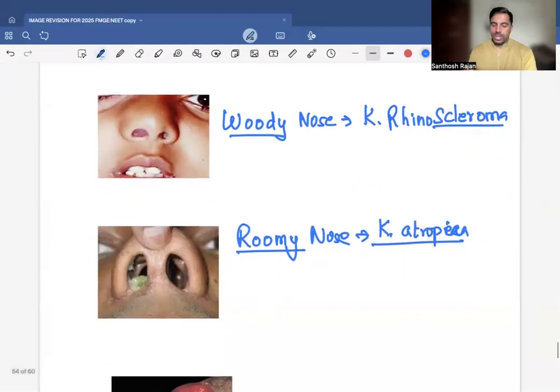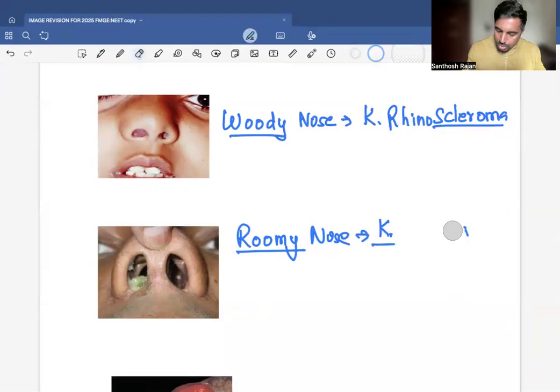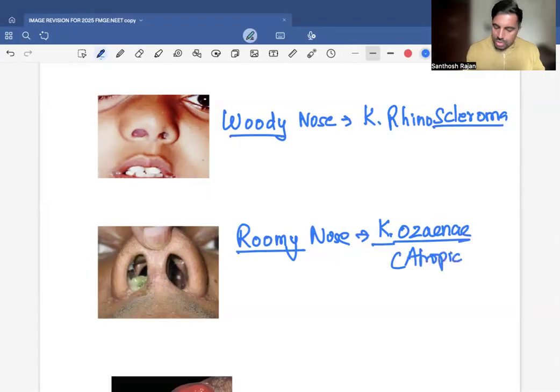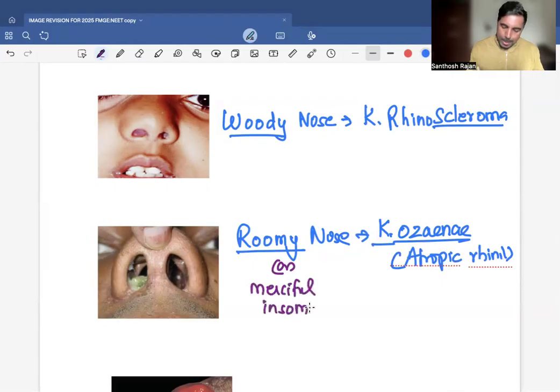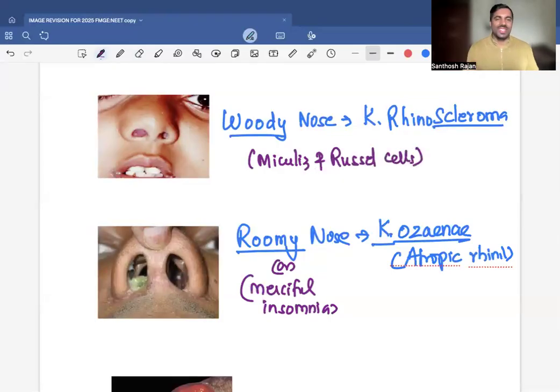Once again, another name, but the main name you will call it is Klebsiella ozaenae. But that is again an atrophic rhinitis. Basically, it causes atrophic rhinitis. So that's what roomy nose is, or one more thing they call it is merciful insomnia. And in woody nose, of course, you're going to see the Mikulicz cell, Mikulicz and Russell cells. Very, very important. Okay, commonly seen. This you know very well.